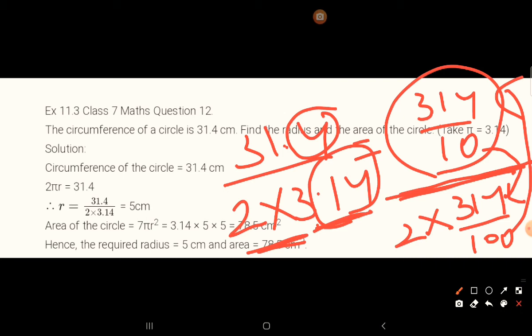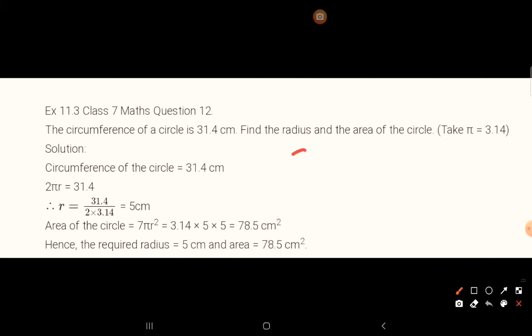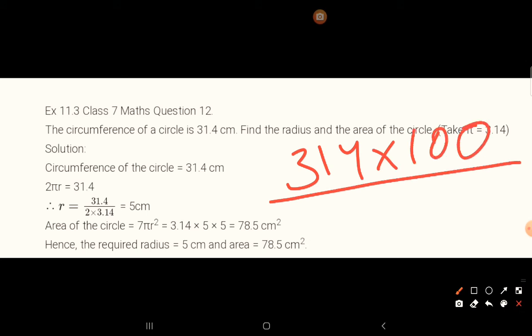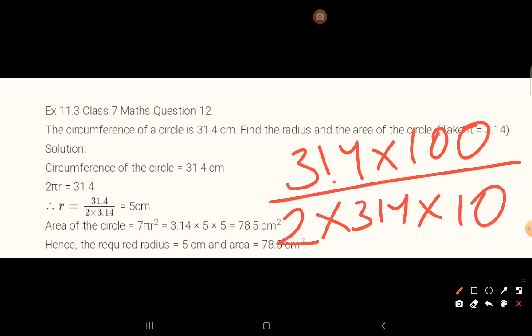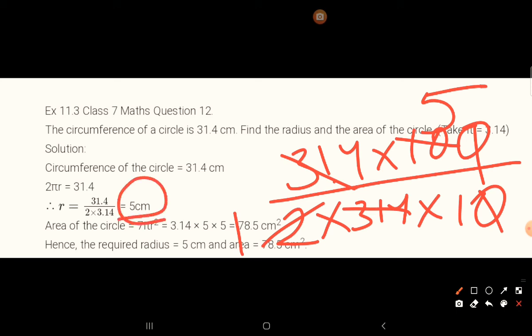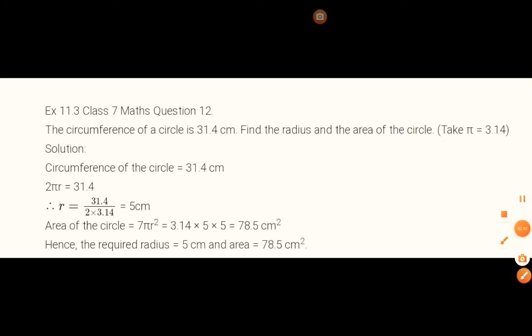So it will be like this. It will be 314 multiplied by 100. The 100 that was below comes up, and here there was 2 multiplied by 314, and the 10 that was here comes down. Now you can do cancellation. So 314 and 314 cancel, and this 10 cancels. Now 2 ones are 2 and 2 fives are 10. This way you can do cancellation, or directly you can shift and adjust the decimal, that way also you can do. So your final answer will be 5 centimeter. This is our radius. So we have got our radius, 5 centimeter.